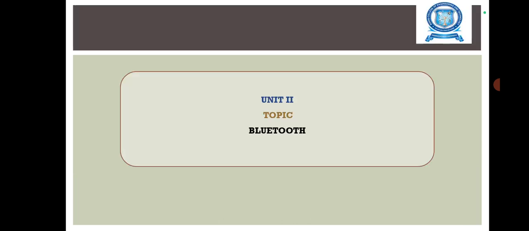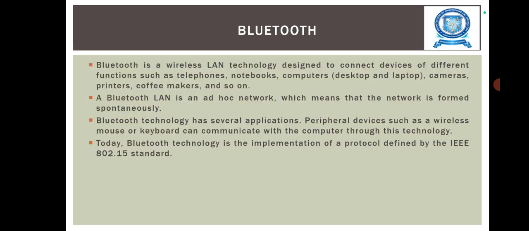Unit 2, topic Bluetooth. Bluetooth is a wireless LAN technology designed to connect devices of different functions such as telephones, notebook computers, cameras, printers, coffee makers, and so on. A Bluetooth LAN is an ad hoc network, which means that the network is formed spontaneously. Bluetooth technology has several applications. Peripheral devices such as a wireless mouse or keyboard can communicate with the computer through this technology. Today's Bluetooth technology is the implementation of the protocol defined by the IEEE 802.15 standard.